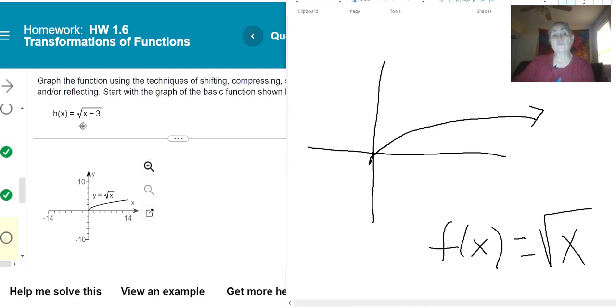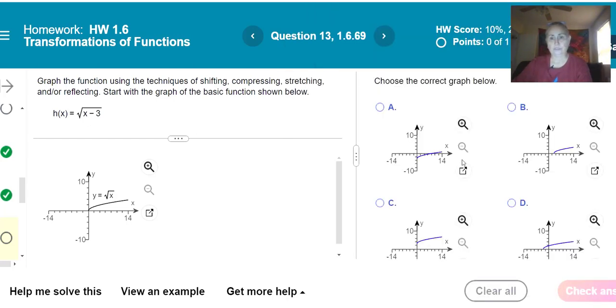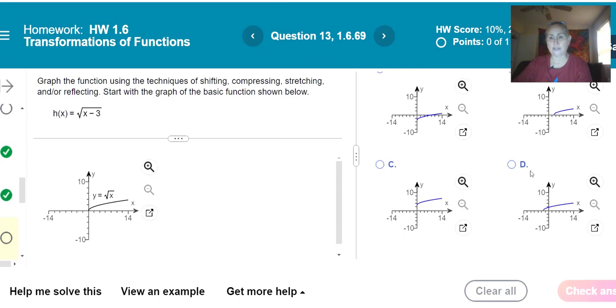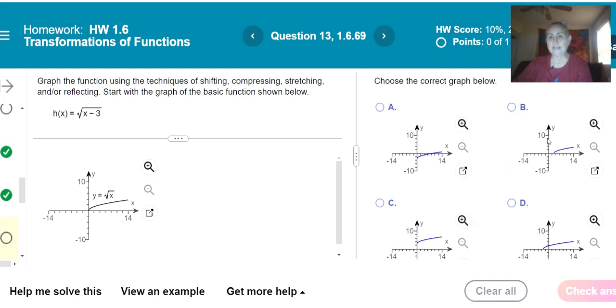Okay, we're on the inside. That's a horizontal, opposite of what we think. So -3 means we go to the right 3. So we look at our graph and we find the one that goes to the right 3. Now look, this one went down, C went up, this one, D, went to the left. It has to be graph B.